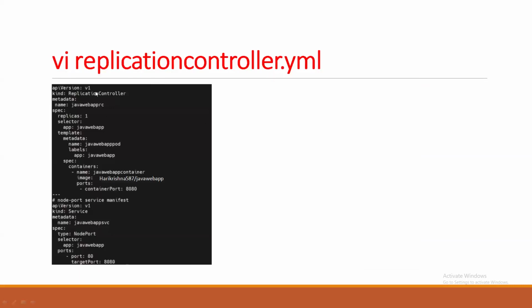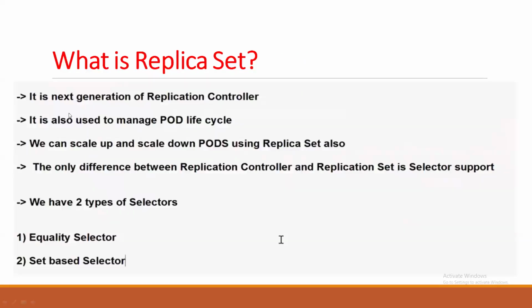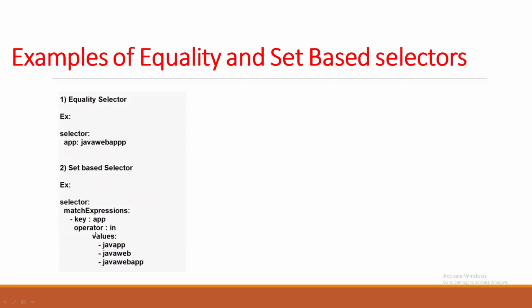View replication controller.yaml. This has the node port service and the replication controller. So what is the replica set? It is the next generation of the replication controller. Both are the same, but the next generation of the replication controller is the replica set. It is used to manage the pod lifecycle. We can scale up and scale down pods using the replica set also. The only difference between replication controller and replica set is selector support. We have two types of selectors, equality selector and set-based selector.